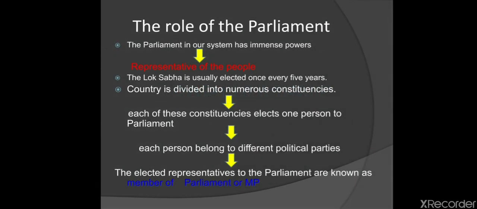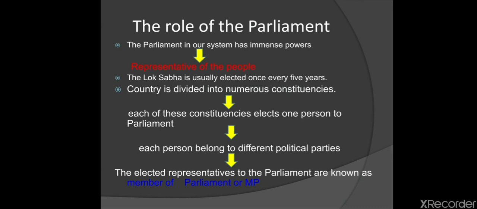Good morning, students. Today we will study the role of Parliament. As I've told you, there are three main functions of the Parliament. We will be covering two out of three. So, first, the role of the Parliament.